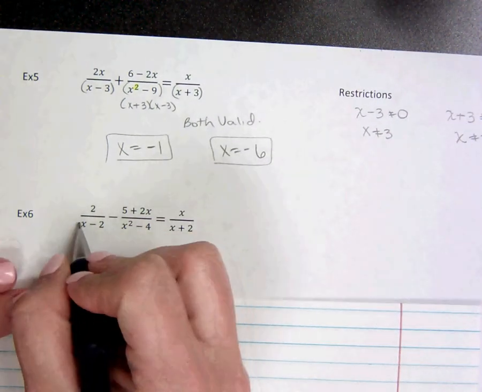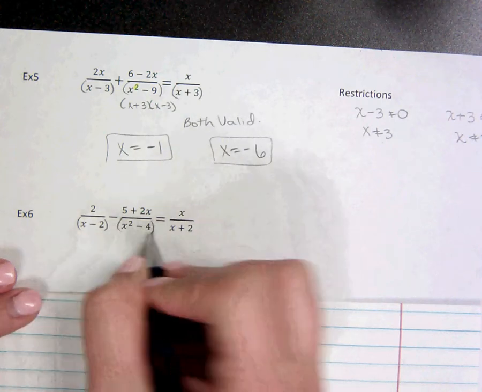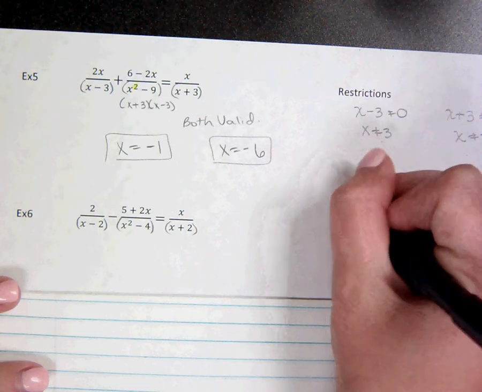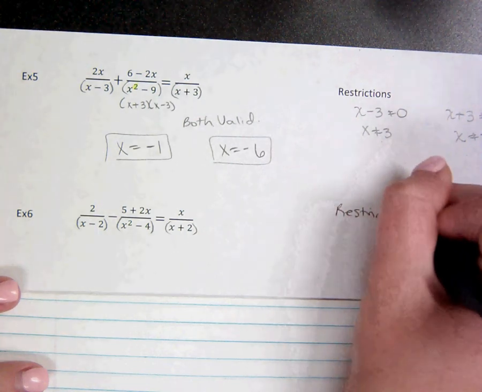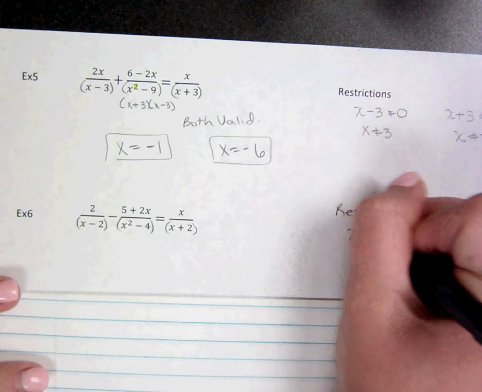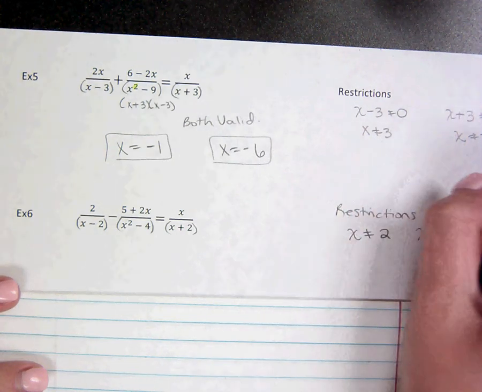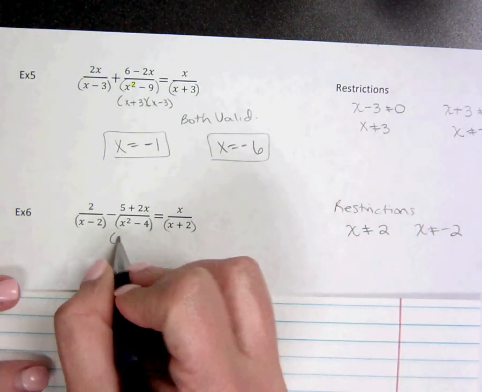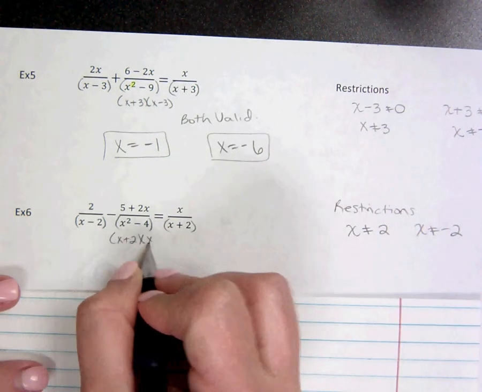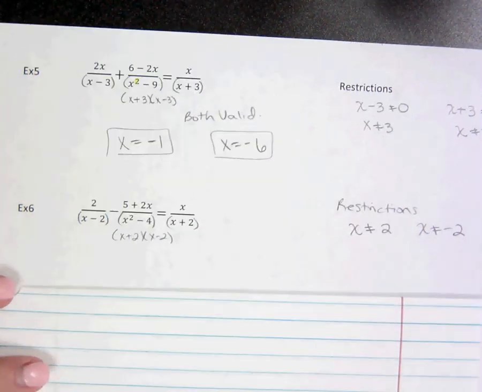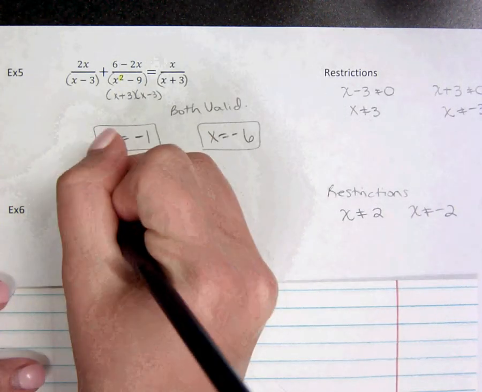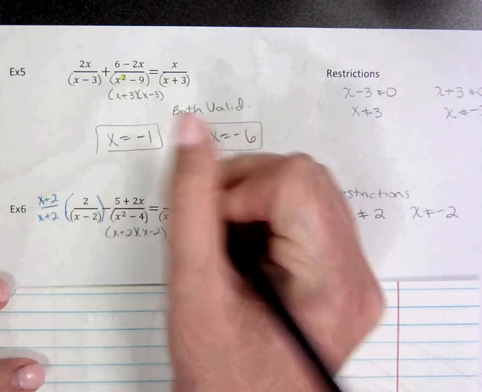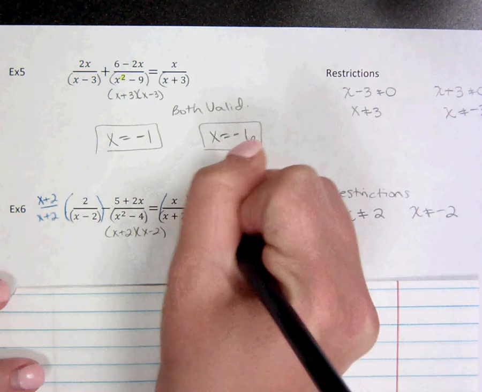Alright, so for example 6, we have x minus 2, x squared minus 4, and x plus 2. So my restrictions are that x cannot equal positive 2 and x cannot equal -2. The middle denominator factors into x plus 2 and x minus 2, which means the first term needs x plus 2 and the last term needs x minus 2.